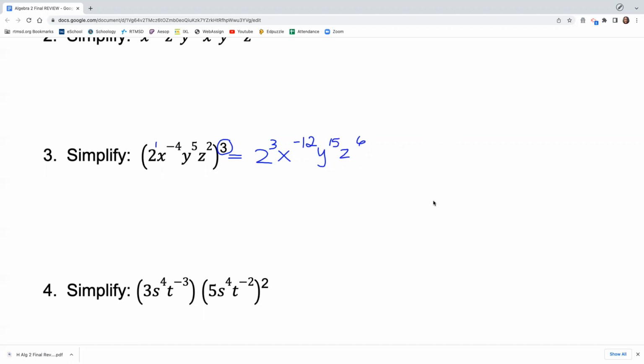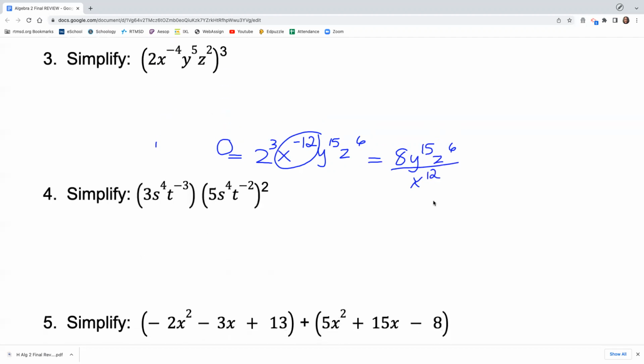We then simplify what we can. Negative exponents are not considered to be simplified, so that part needs to move and it'll move to the denominator. Everything else will stay in the numerator. 2 to the 3rd power really equals 8. We have y to the 15th, z to the 6th, and then the x to the 12th power is the only thing that gets moved to the denominator.